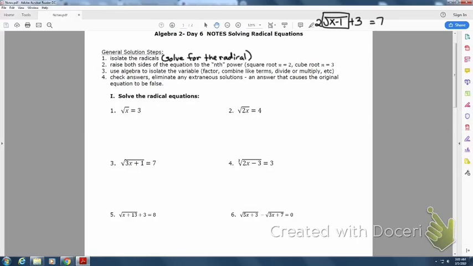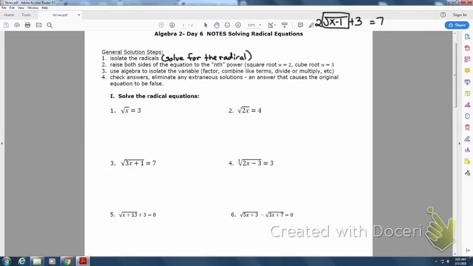Step 2, you're going to raise both sides of the equation to the nth power. We put nth on there because if it is the square root, how do you get rid of a square root? You square it. How do you get rid of a cube root? You cube it. Those are really the only two we're going to deal with. So you'll either square it or cube it to get rid of the radical.